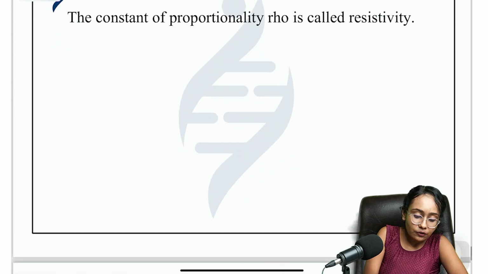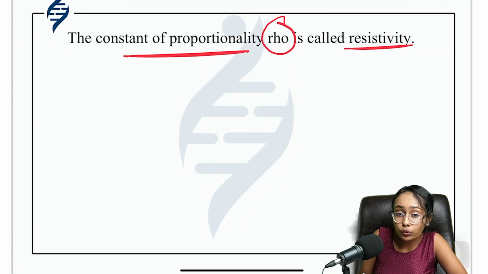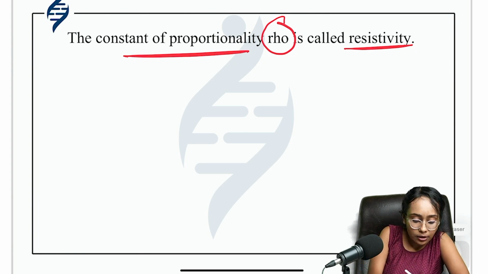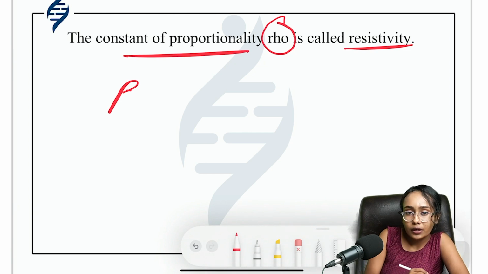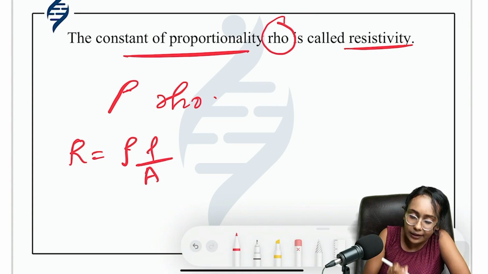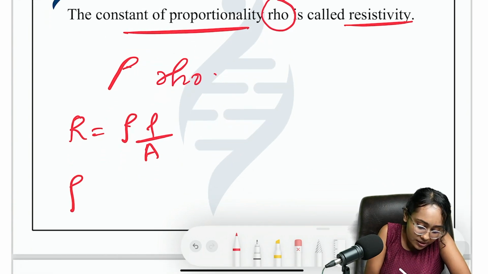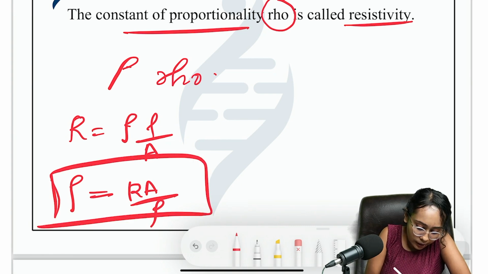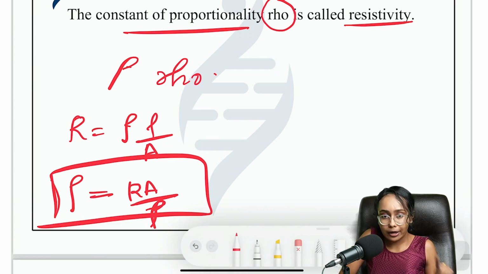Rho, the constant of proportionality, is called rho, or the resistivity. So we know that R equals rho L by A, right? Resistance equals rho L by A. From that we can get the equation for resistivity, that is RA by L. Resistivity is RA by L and resistance is rho L by A.